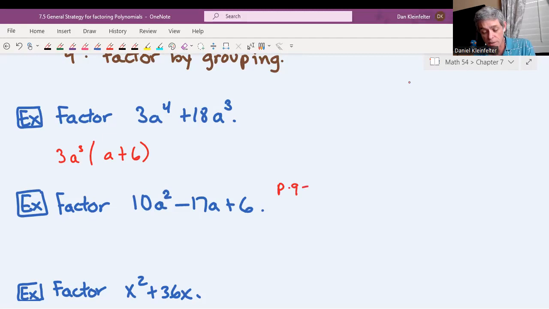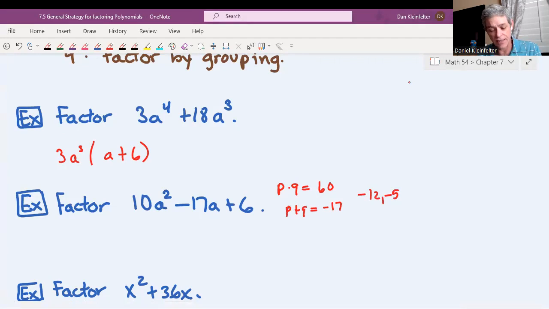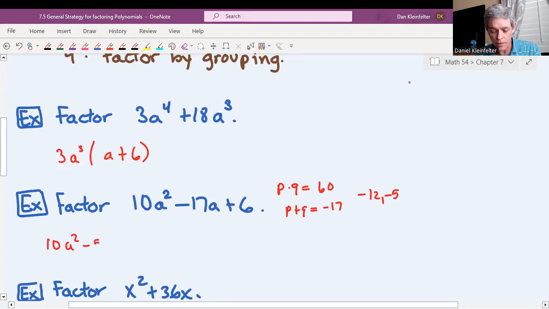I need to find 2 numbers that multiply to be the same thing as 10 times 6, which is 60, and they have to add up to be negative 17. So P plus Q has to be negative 17. Thinking about that for a little bit will give you negative 12 and negative 5. 12 times 5 is 60, and 12 plus 5 is 17. So then we'll split that middle term into 2 terms, and then we can factor what's left by grouping.